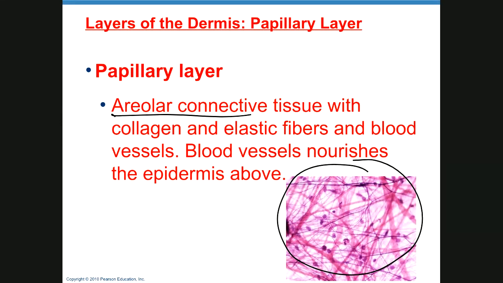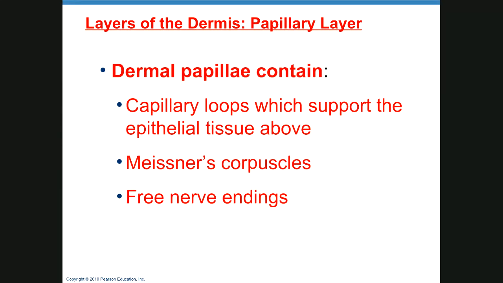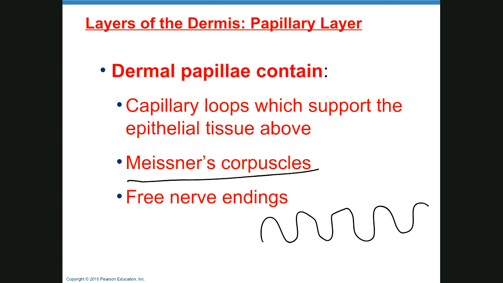It has what are called the dermal papillae, and the dermal papillae are these little up and down ridges that I mentioned right there. Meissner's corpuscles are also found in the papillary layer. Meissner's corpuscles are touch receptors, and these are touch receptors for light touch. And also found in this layer.